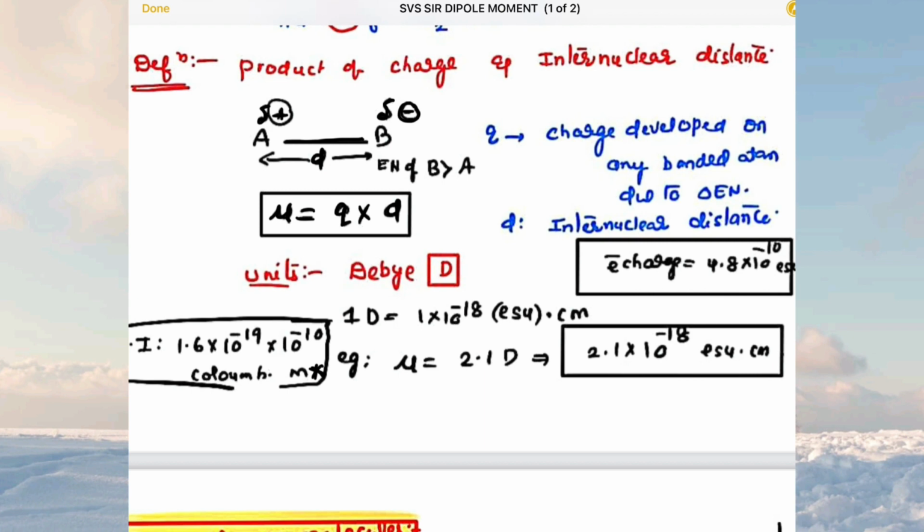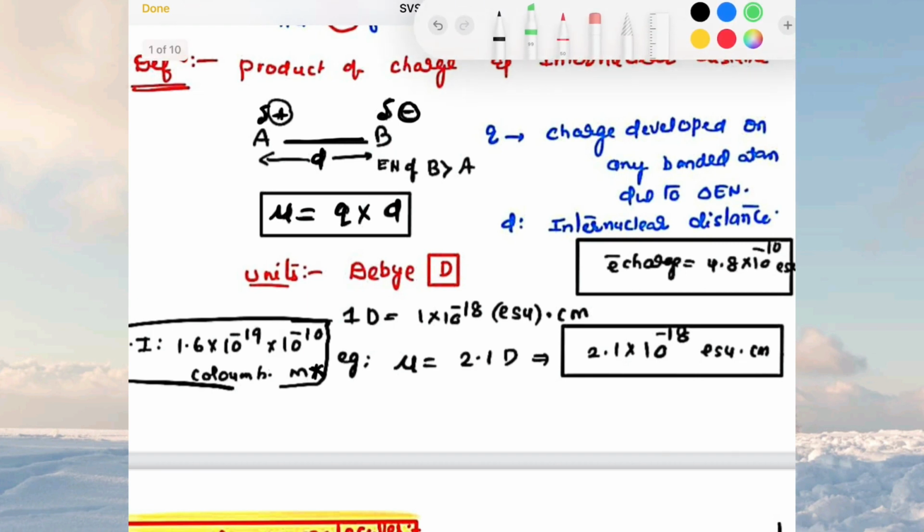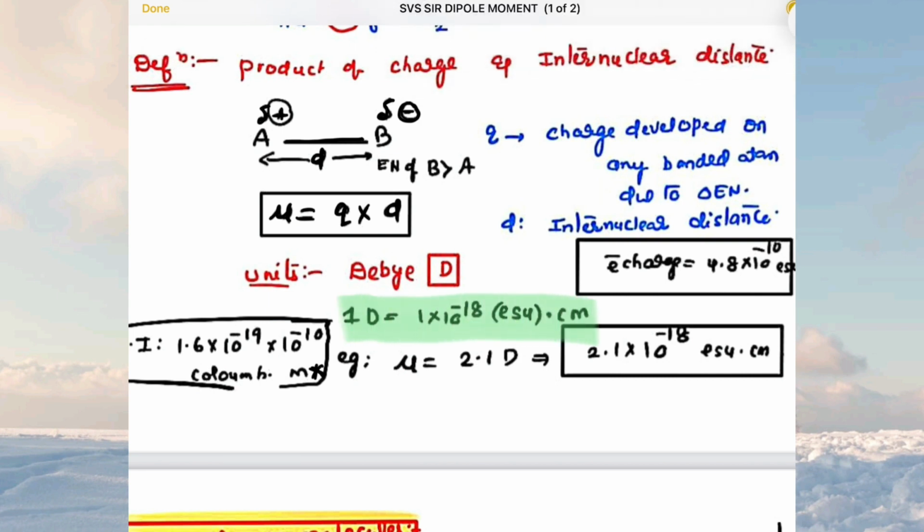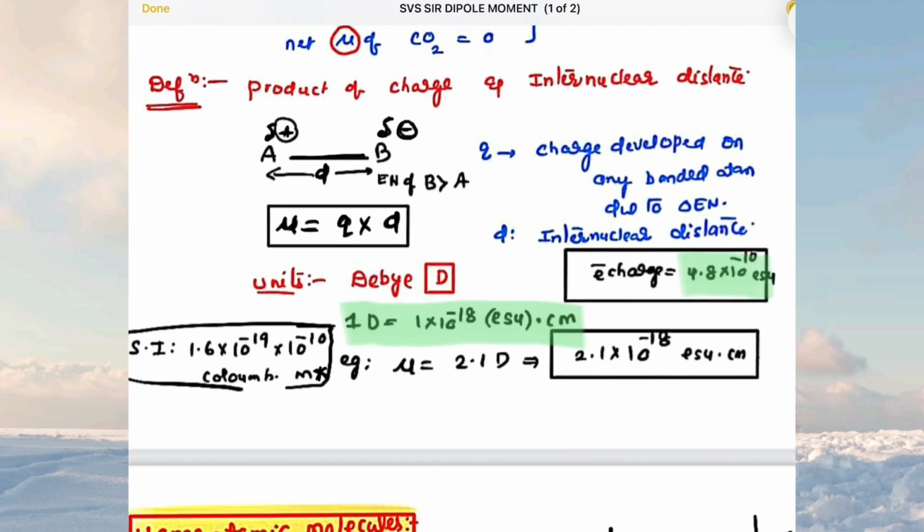Very, very important. 1 debye equals 1.8 into 10 to the power of minus 18 ESU into centimeter. Important. Generally, charge is nothing but 4.8 into 10 to the power of minus 10 ESU. So this is the formula. The debye, charge, everything we should know, and SI units we should know. So very, very important.